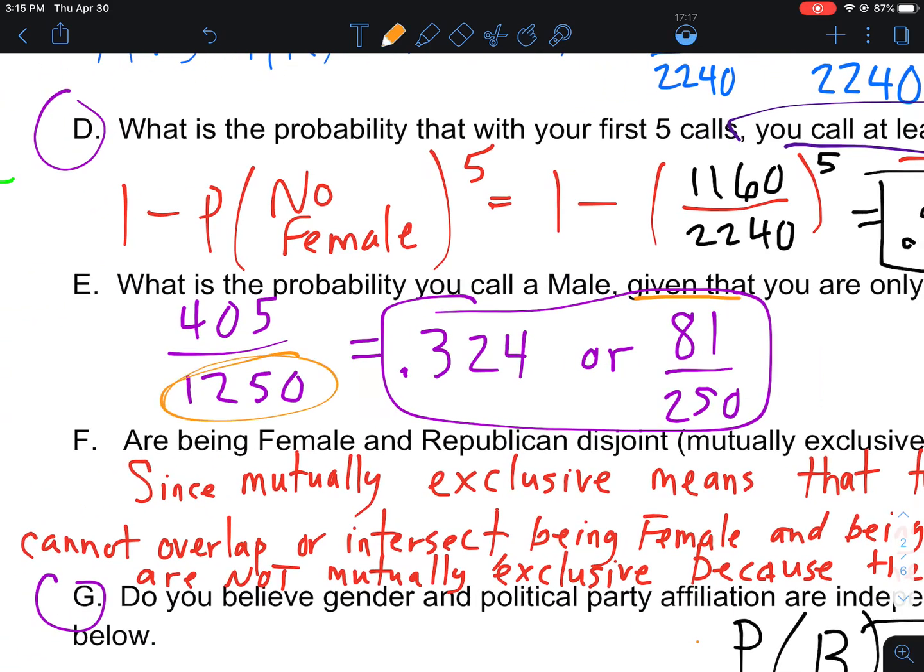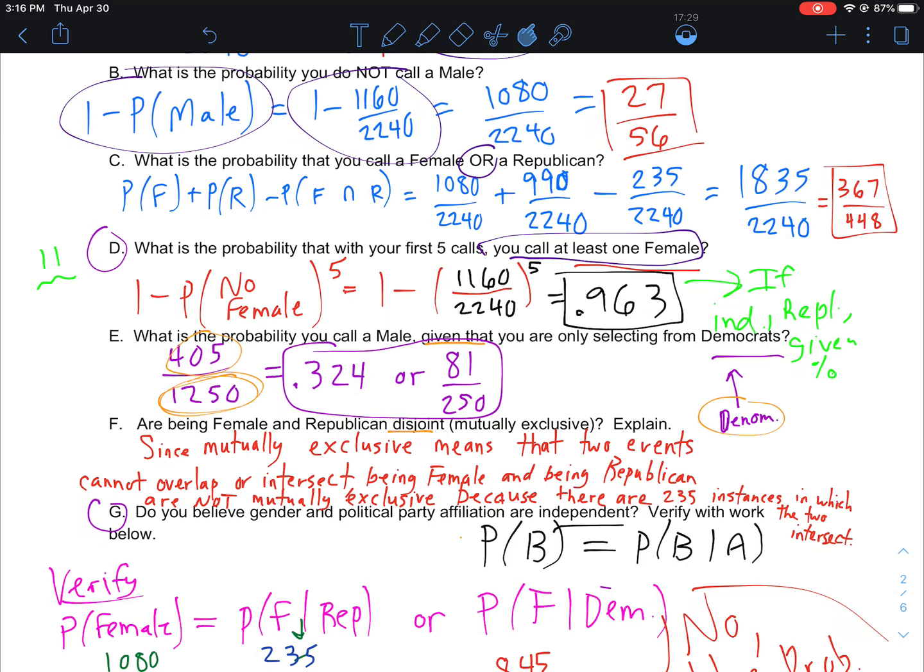What's the probability you select a male? And that's why we have this as the denominator. And then it's males out of that. Now, here's that word disjoint. We know that means mutually exclusive. That means they don't intersect.